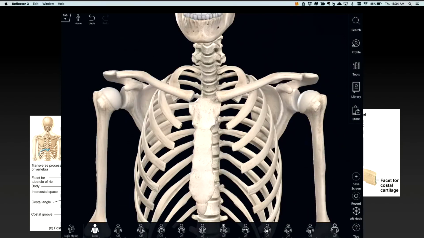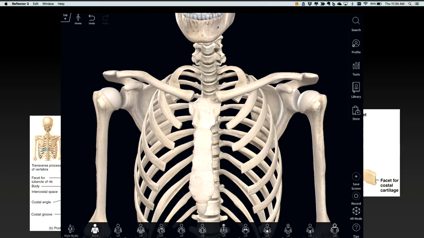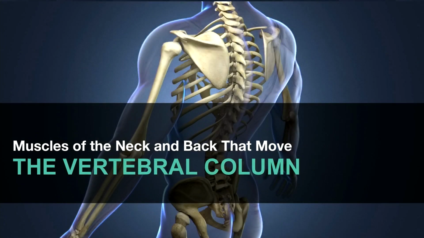Okay. So we got costal groove, we got the costal angle. You might have been following along with these diagrams that I included in the slide set, but everything that I was showing you in the app is the same as what's shown here. I just haven't highlighted them. And that's it for the structure of the thorax.